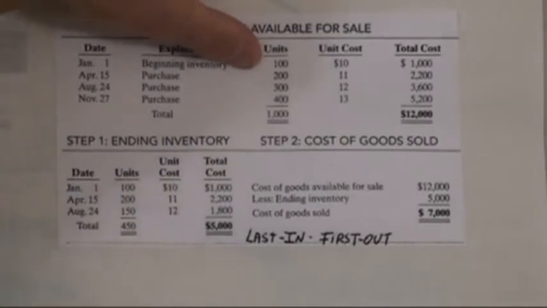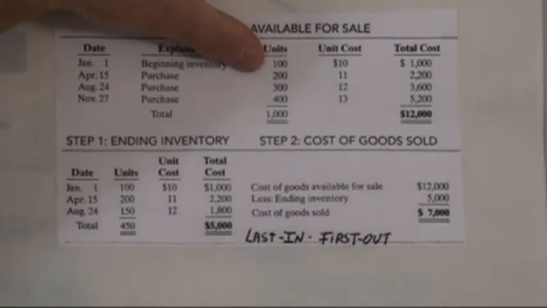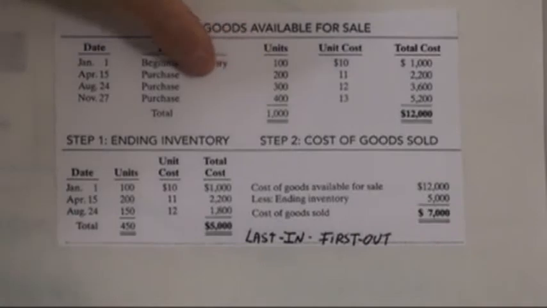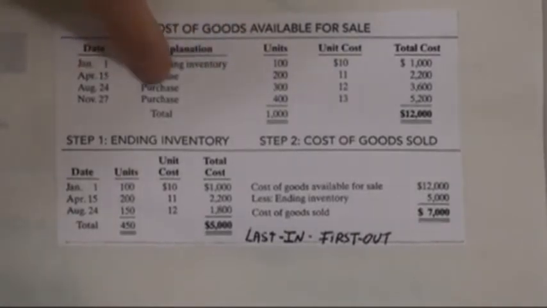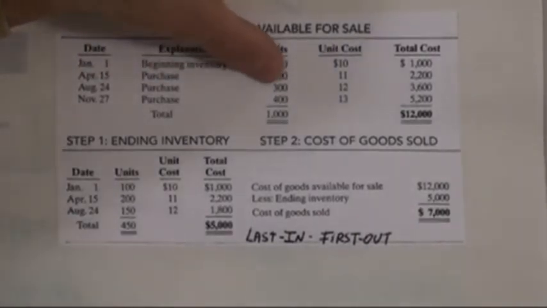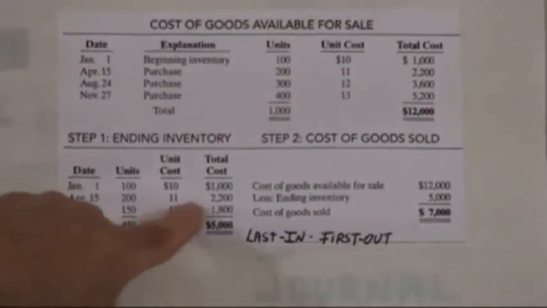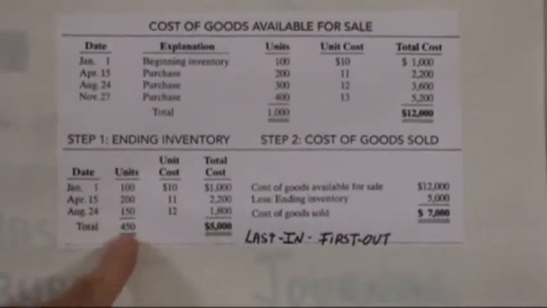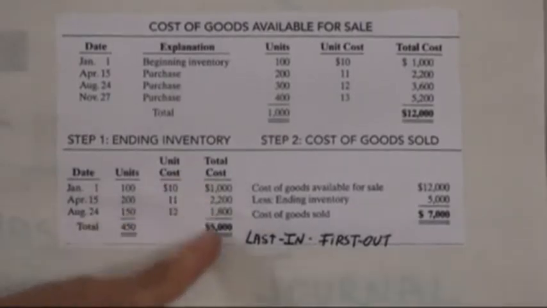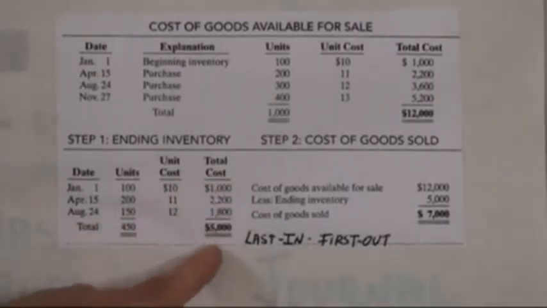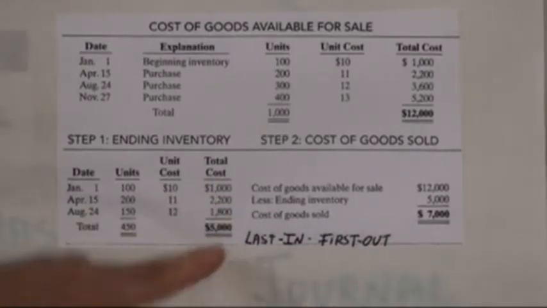Since we've used 300 units, we still need another 150 to reach our 450. So we'll go to the next layer, which was the August 24th purchase of 300, and we'll take the last 150, which is at $12 per unit, as you can see down here. Once we do that, we add these up. We have 450 units, and our total cost is $5,000. Again, this is our ending inventory. This is the number that would show on our balance sheet as ending inventory.